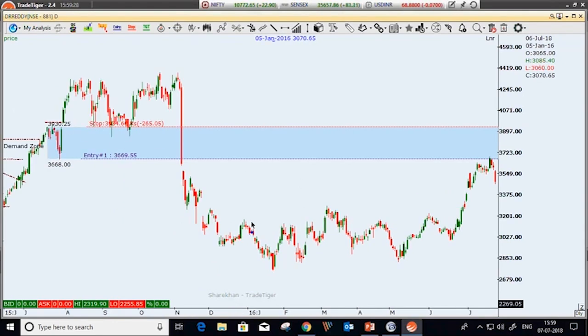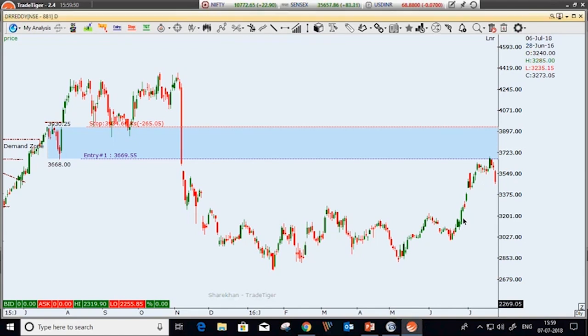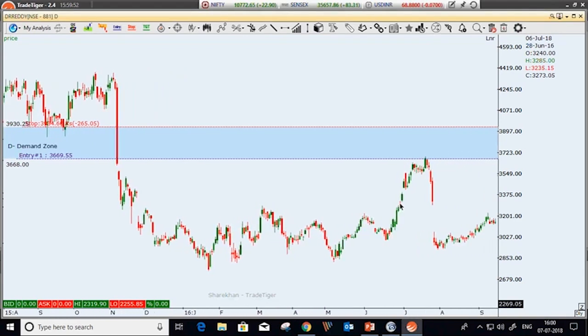And this is the test of the hidden zone. What do you think? Will it give a reaction or not? Will it give a big reaction, a small reaction, or will it break? What should happen? We have got a feel after 7-8 months. Big reaction? Reaction? Let's see.